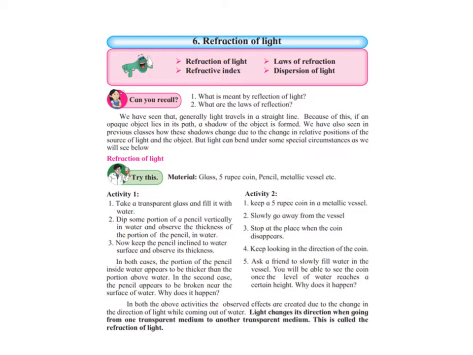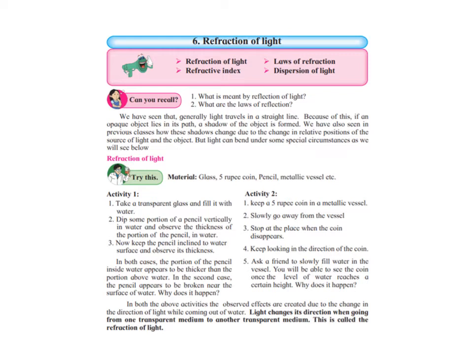Now why does this happen? Now this happens when we look at the portion of the pencil that is inside the water. The light travels from water to air through the glass. This light ray changes the medium and undergoes refraction. That means the ray of the light is passing from air to the glass to the water. As a result, the pencil inside the water appears to be thicker and broken near the surface of water. Look at the second activity.